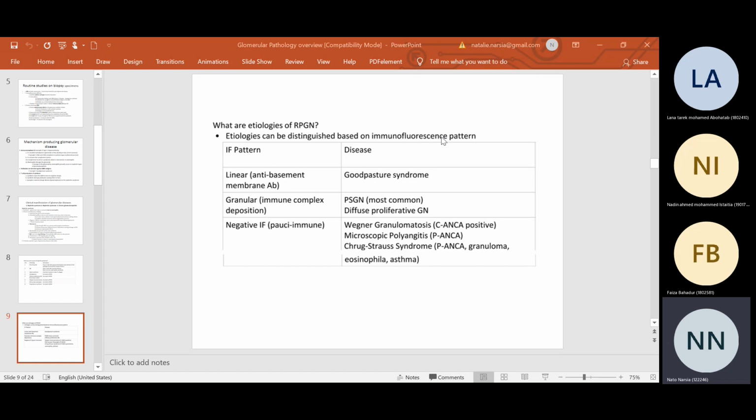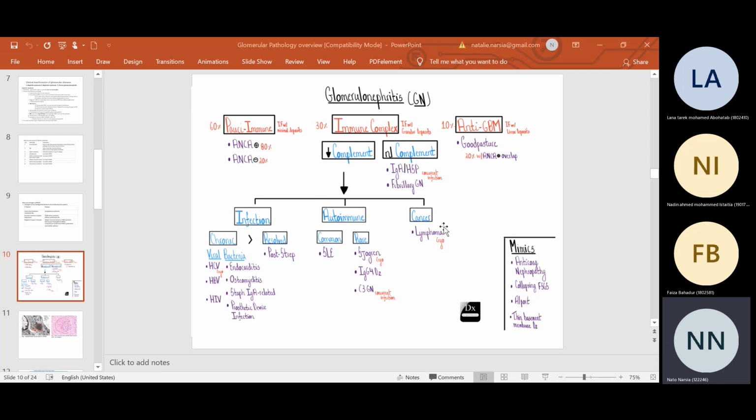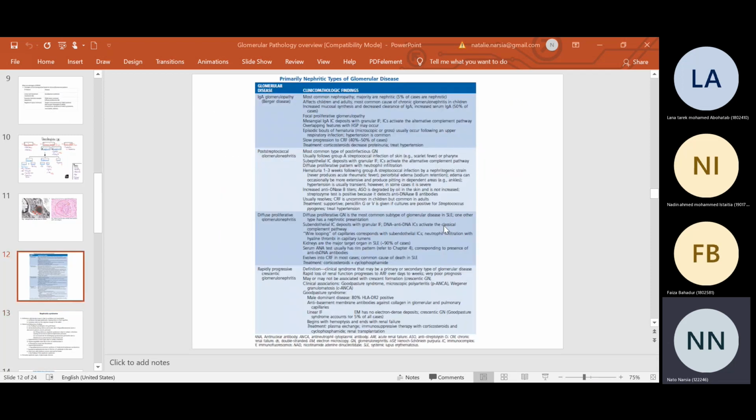And C-ANCA, P-ANCA, you know what they are. We will revise it again. You will find them in vasculitis. I hope you revised vasculitis. I will show it as well. And let me discuss disorders now, what you need to know about nephritic syndrome.